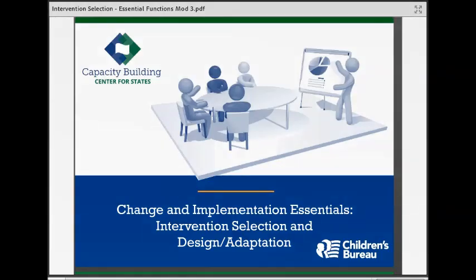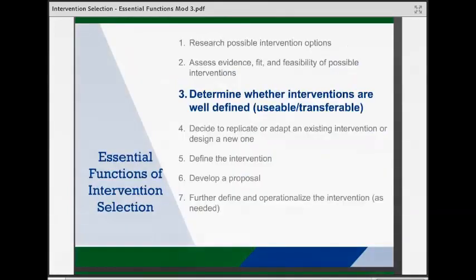Welcome to the Center for State's video series on the 7 functions of intervention selection and design adaptation. This series is produced by the Capacity Building Center for States and funded by the Children's Bureau. In this module, we will discuss the steps to determining whether interventions are well-defined, essentially whether they are usable and transferable to the agency system.